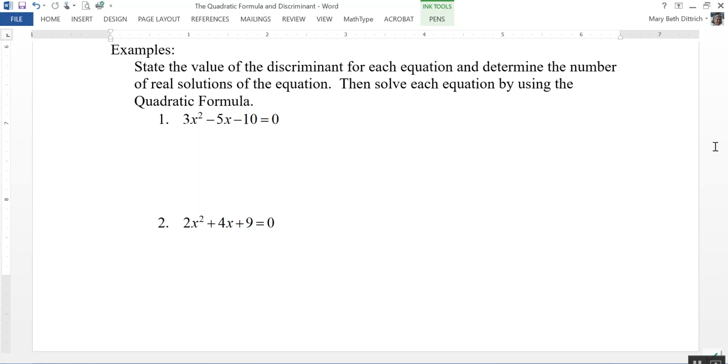So here we have 3x squared minus 5x minus 10 equals 0. First thing I want to do is to find the value of the discriminant. And that's b squared minus 4 times a times c. So that's going to give me 25 plus 120. So the value of the discriminant is 145. And since that is a positive number, that means that I'm going to have two real solutions.